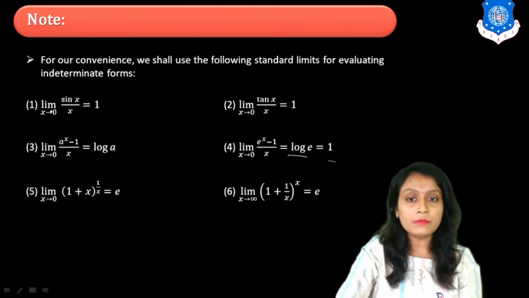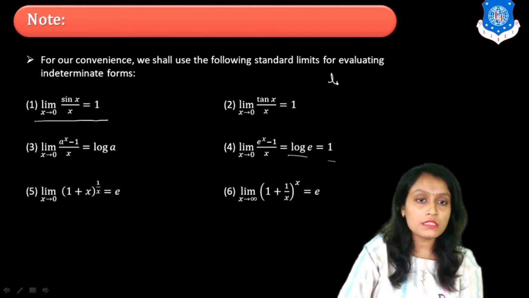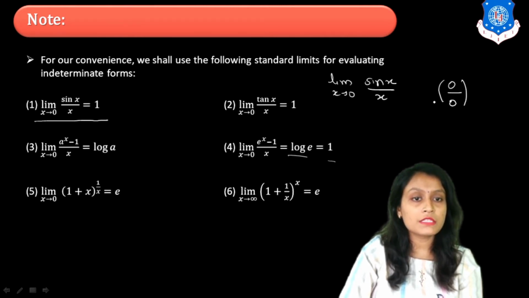So firstly, we will prove this limit, that is limit x tends to 0 sin x upon x is equal to 1. Okay, so what is given? That is limit x tends to 0 sin x upon x. If you substitute x is equal to 0 here, you will get sin 0, that is 0, and in the denominator if you substitute 0, you will have 0. So we have here the form 0 by 0. So we will apply L'Hopital's rule.